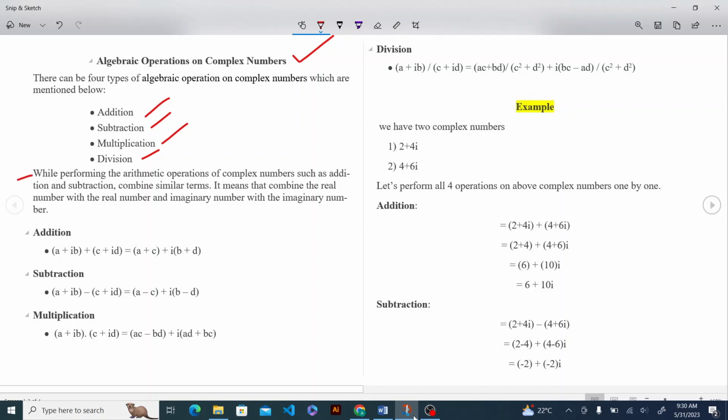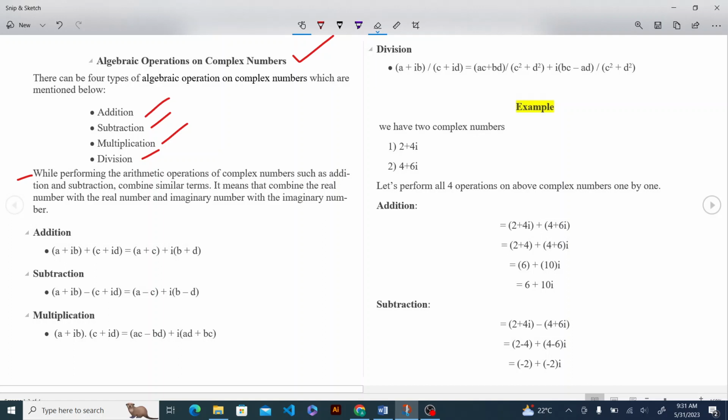While performing the arithmetic operations on complex numbers, such as addition and subtraction, combine similar terms. It means combine the real numbers with the real numbers and the imaginary numbers with the imaginary numbers. As you all know, in a complex number represented by z, if we write its notation like this, z is equal to a plus b iota, then this part is the real part and this is the imaginary part. So for performing these 4 operations, we have to combine the real parts of the complex numbers and the imaginary parts of all the complex numbers on which the operation is being performed. Okay, so let's move forward and see the operations one by one.